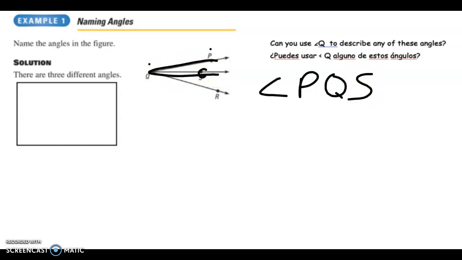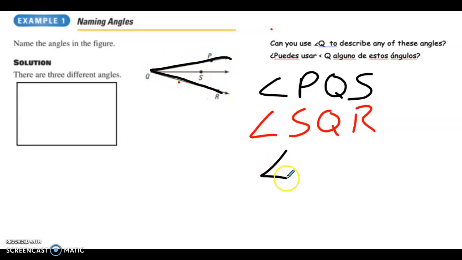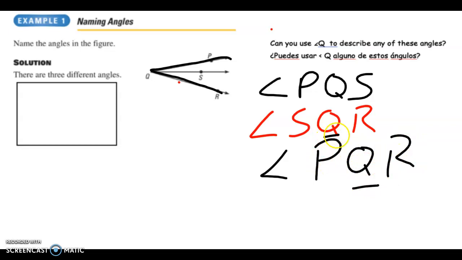All right, let's do it again. We're going to start here and name that angle. So it's angle S, Q, R. And then the last angle we can describe is the big angle. So here we go, start here and go here. So it is angle P, Q, R. Notice in each one of them, the Q is in the center.